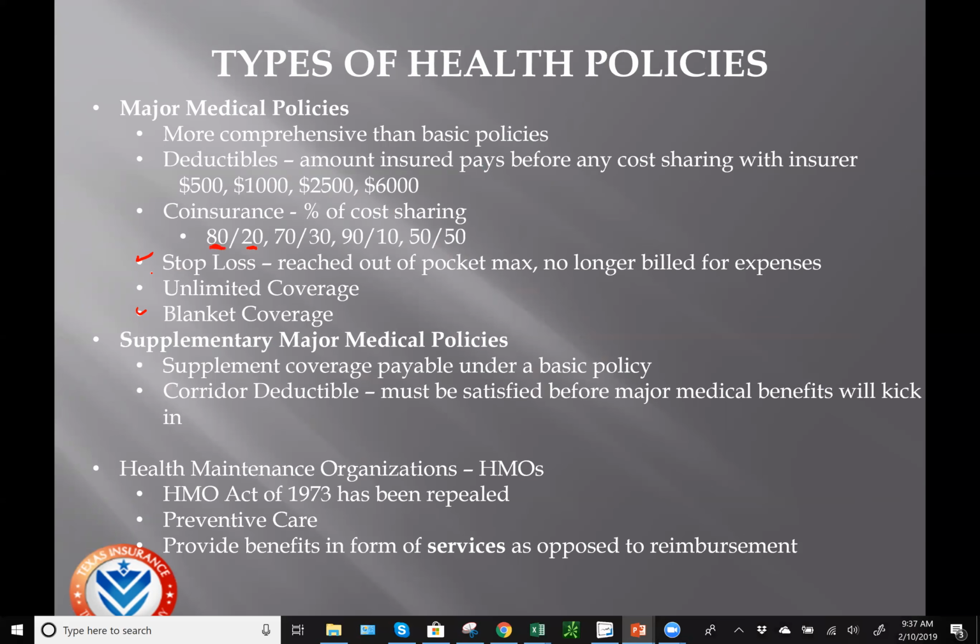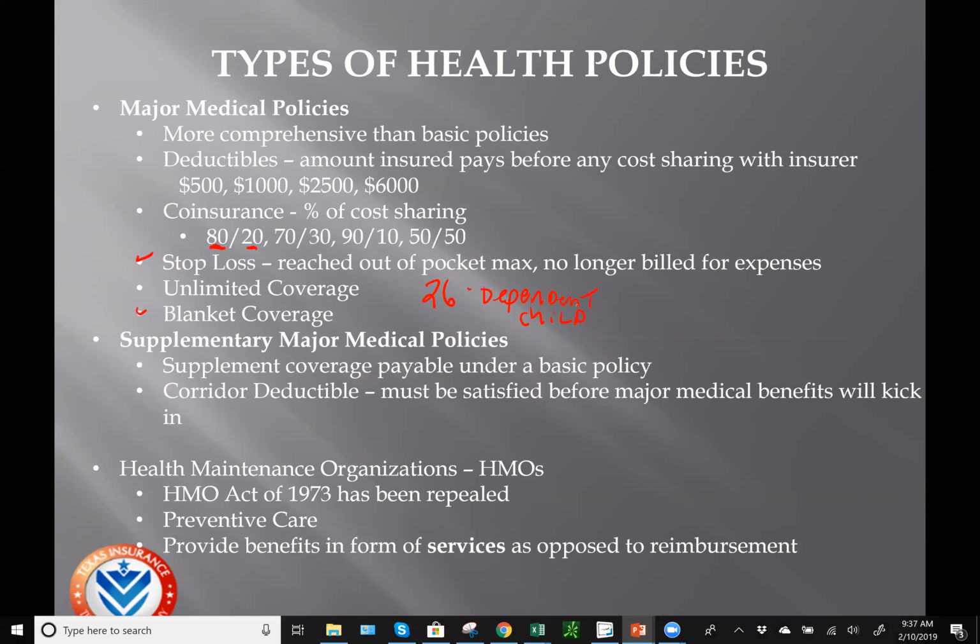One other thing I want to go ahead and throw in here about your health policies is because of the Affordable Care Act, the dependent child age limit has been raised, and now dependent children can stay on their parents' plan up to age 26. Okay, so dependent children can stay on their parents' plan up to 26, or even after 26 if they're still dependent upon somebody for support. We'll talk about that later.